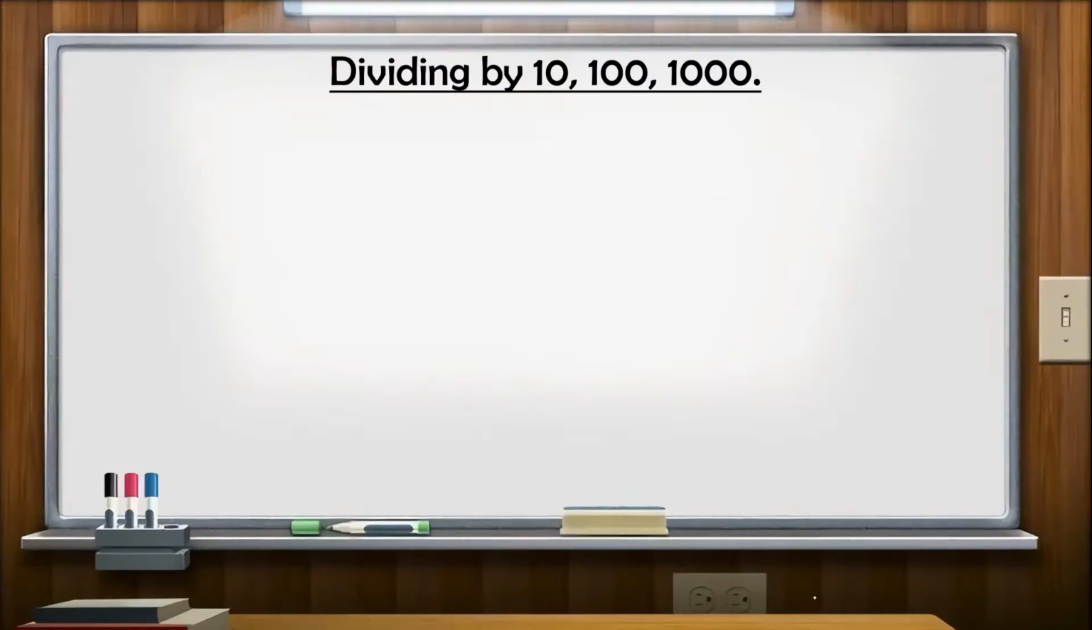Welcome to MrKhanMaths, and in this video I will be looking at numbers ending in 0 being divided by 10, 100 and 1000. Dividing by any of these numbers is fairly straightforward once the method has been learnt, and therefore can be useful when working with other mathematical topics.